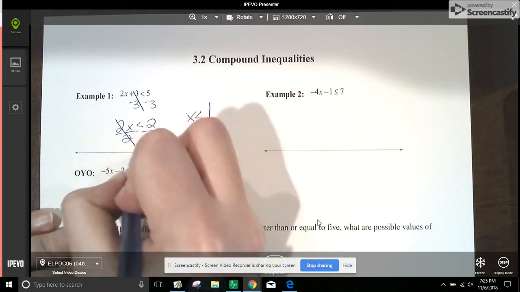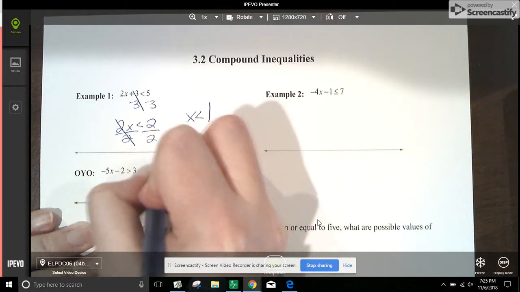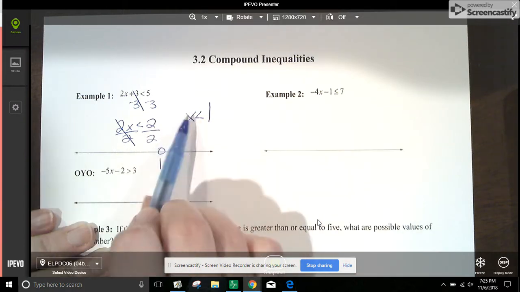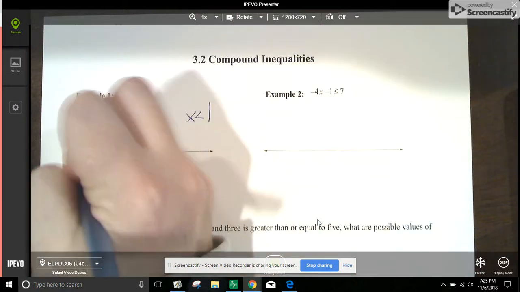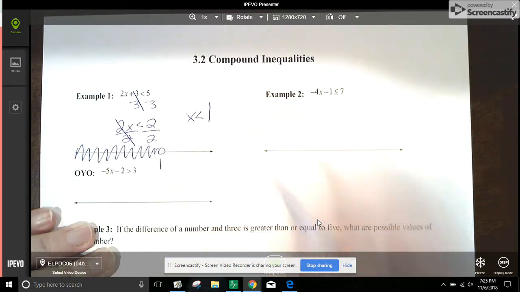So it's an open circle. You can pick anywhere. Open circle at 1, and it's x is less than. So we want everything to the left of 1.